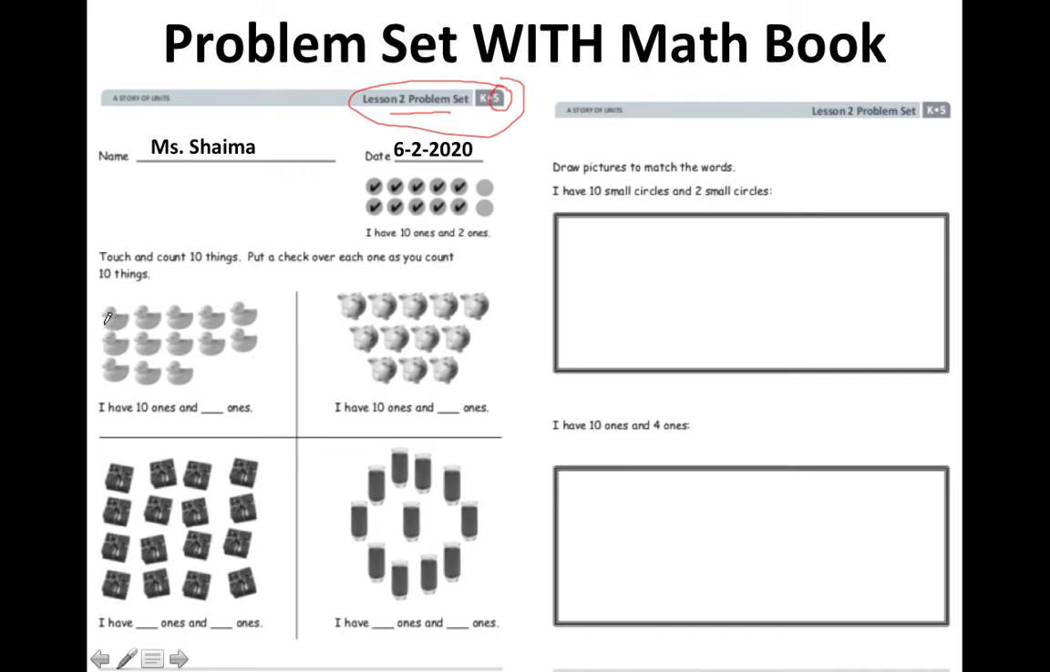I'm going to mark 1, 2, 3, 4, 5, 6, 7, 8, 9, 10. So they already give that for you. It says 10. I have 10 ones, and how many extra? I have 3 extra, which I did not mark. So I have 10 ones and 3 ones. So I need you to do the rest by yourself. Over here, you are going to draw your own. Remember, this is only for the students who have the math book. If you do not have the math book, the next slide is for you.